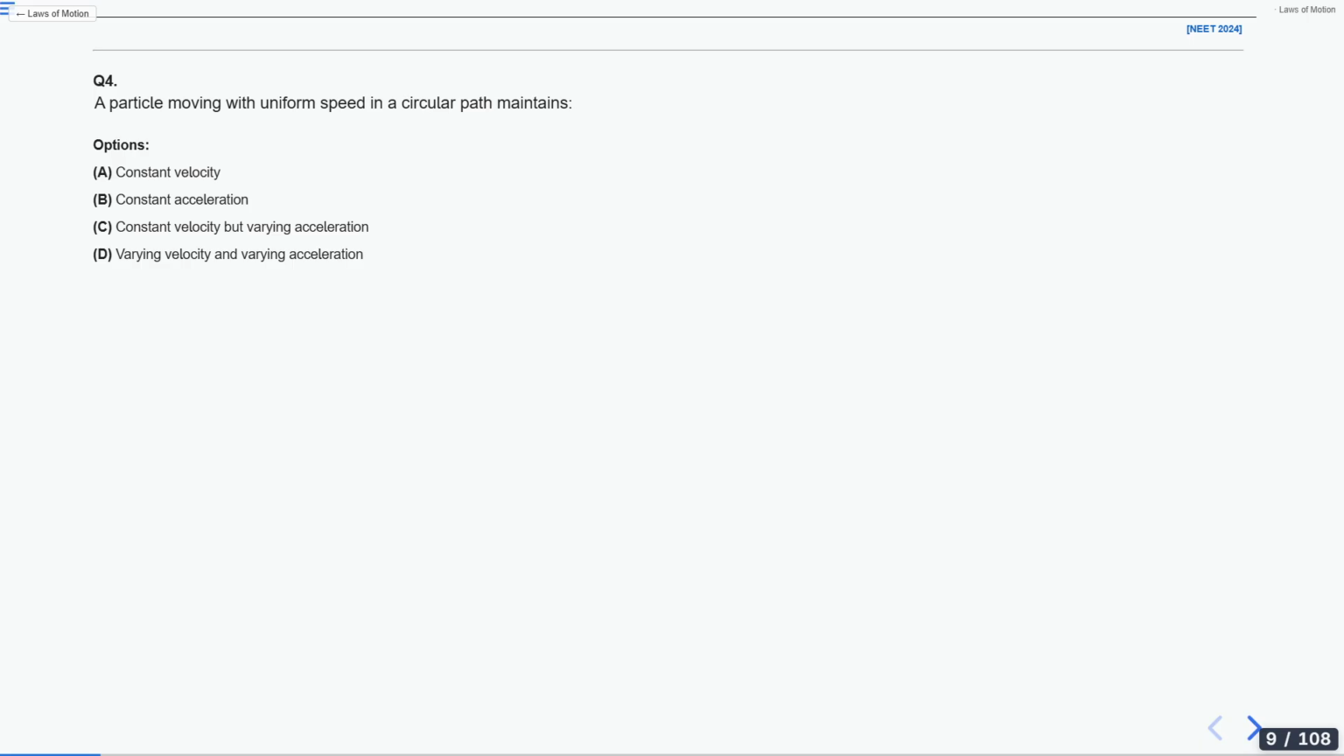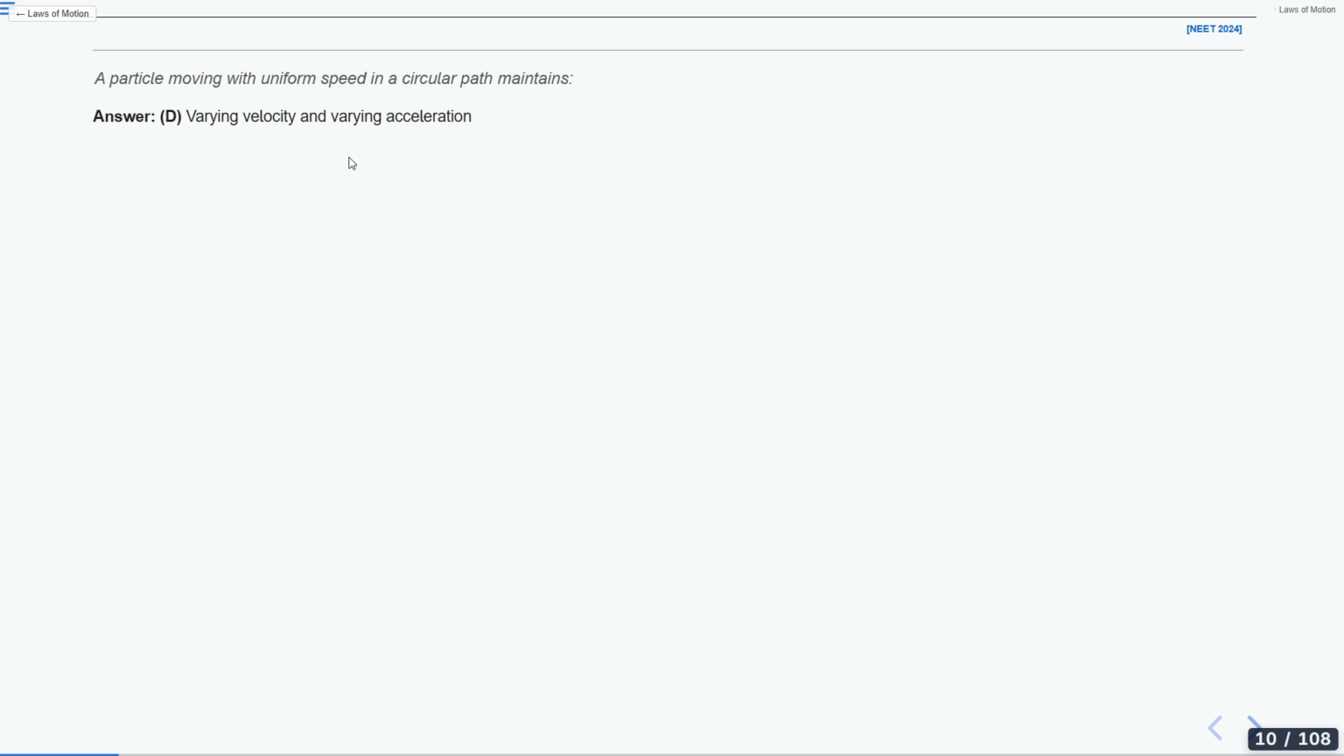So it's an easy question, by the way. Let's look at the solution. We were told that a particle moving with uniform speed in a circular path maintains what? Varying velocity, because when a particle moves in a circle, its speed is constant, as told in the question, but its direction is changing at every point. The direction is tangential to the path and changes at every point, so it has a varying velocity.